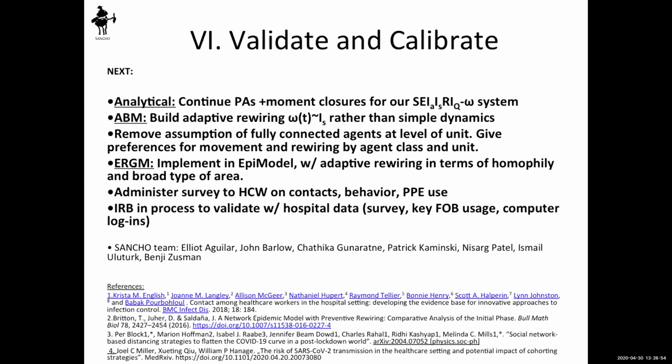We need to finish the moment closures to really capture the full SEIR with quarantine and omega system. We need to build in true adaptive rewiring to our ABM and remove some of the assumptions we have that make our R0 incorrect. And then we need to actually administer the survey and get data from the hospital, for which we have an IRB submitted.